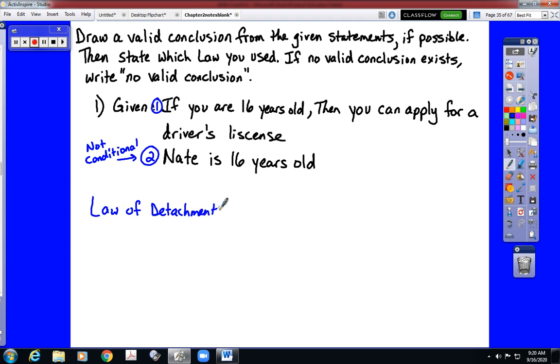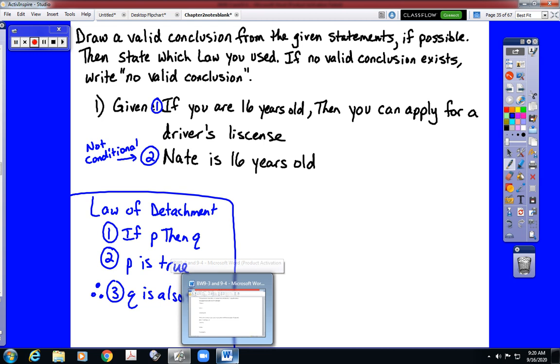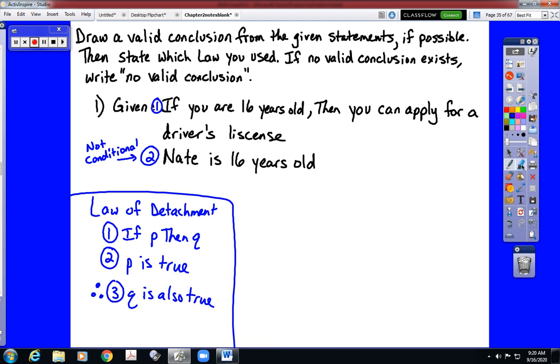Remember that the law of detachment must follow the pattern if P, then Q. P is true for the second statement, which would allow you to draw the conclusion that Q is also true. So we have to look and see what we've got. Okay? It has to match our pattern. So our first statement is the if-then. So P is you are 16 years old. And Q is you can apply for a driver's license.